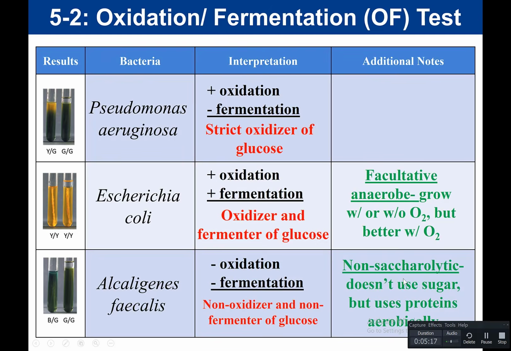They do not use the sugar, but they did use the proteins aerobically because the top is blue, meaning the pH is alkaline. And so that alkaline pH means that the organism used the peptones. And so you want to understand the readout, but again, you don't need to memorize which bacteria gave which result. I won't ask you that question.